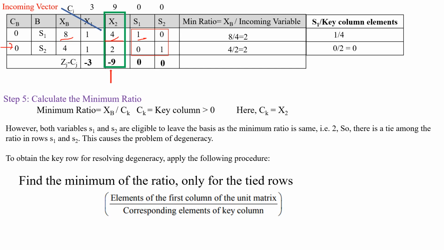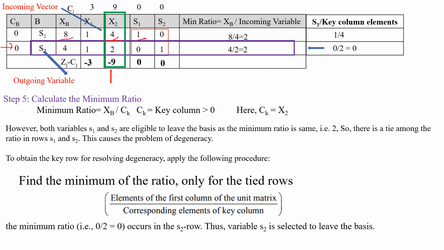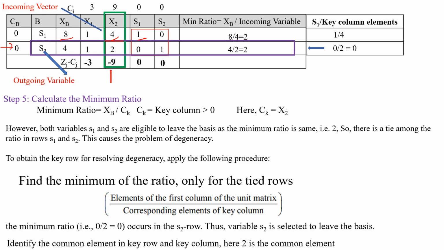So among these two ratios, the minimum value is 0 for the S2 row. This S2 row we are calling the key row, and this row we are calling the outgoing vector, and the S2 variable we are calling the outgoing variable. So the S2 variable leaves the basis.